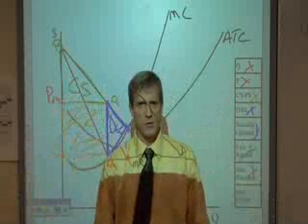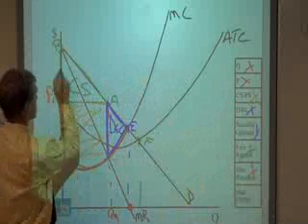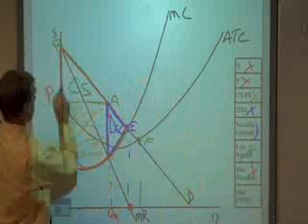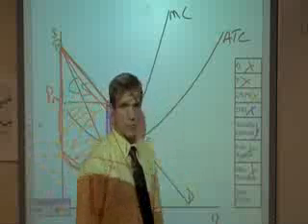Where's our maximum consumer and producer surplus? Well, that's going to be right here at the socially optimal level. That's where you maximize consumer and producer surplus.